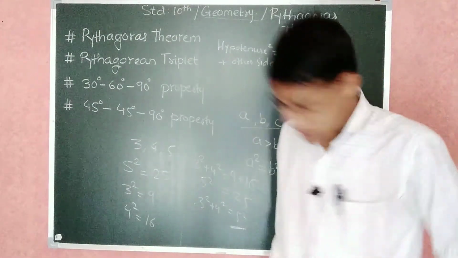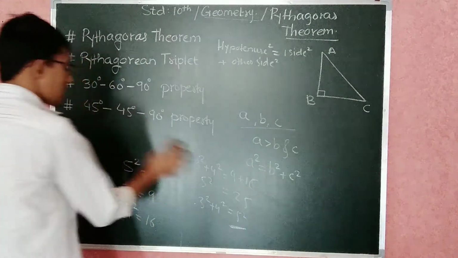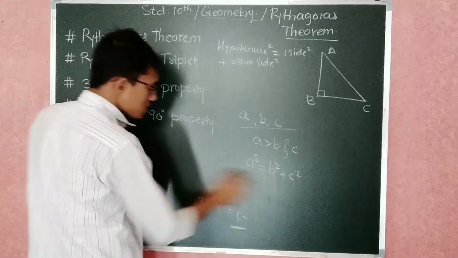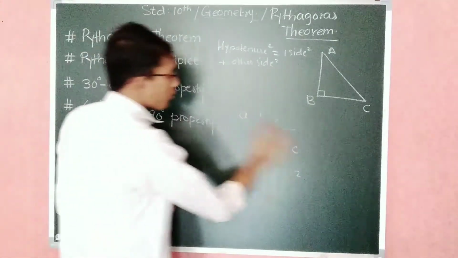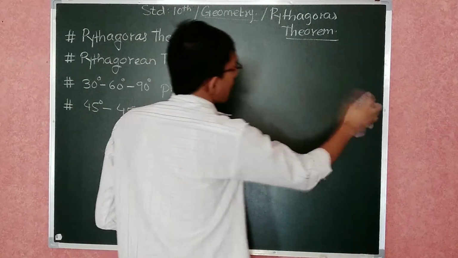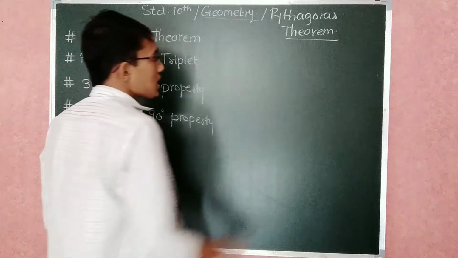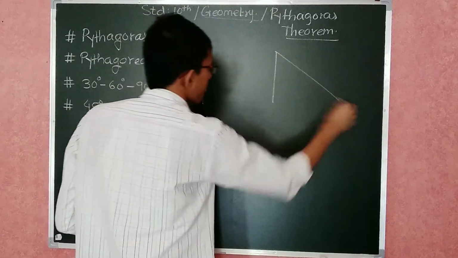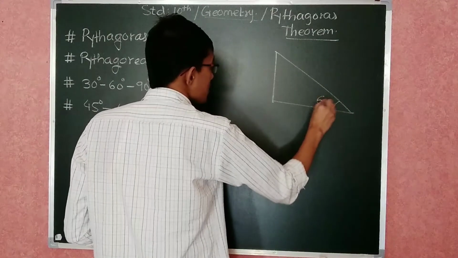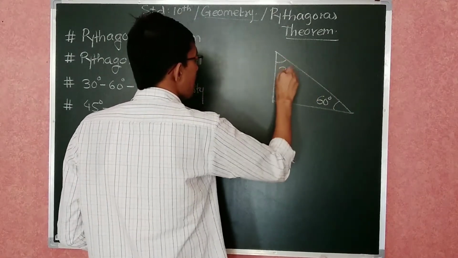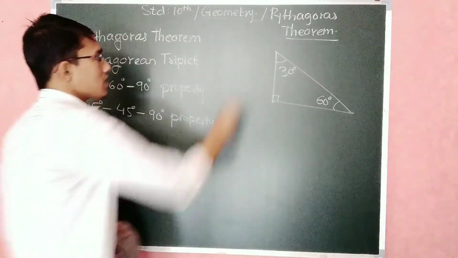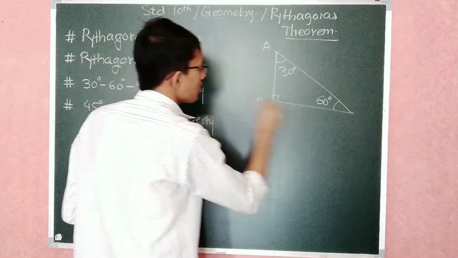Then another is the 30, 60, 90 property. 30 degree, 60 degree, 90 degree property. So what is the 30, 60, 90 degree property? It is also taught to you in 9th standard. So suppose there is a triangle, one of the angles is 60 degree, another angle is 30 degree, and obviously one angle is 90 degree. I will take this as triangle ABC.